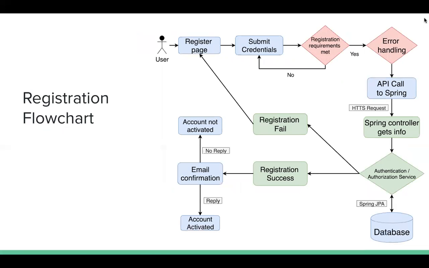So here's a registration flowchart. So a user will initially go to the register page and submit their credentials. If their requirements are met, then the data will go through Spring's controller and authentication and authorization service classes to securely place that data in the database.